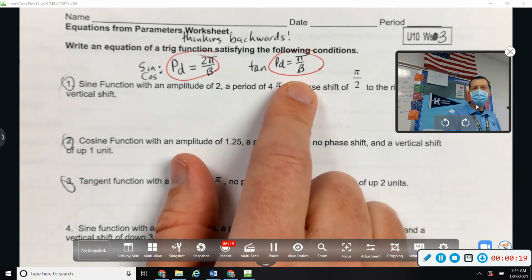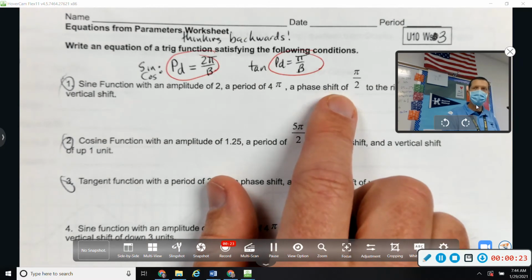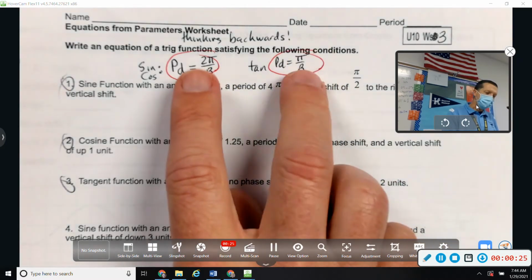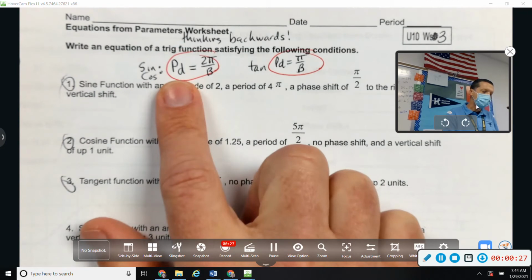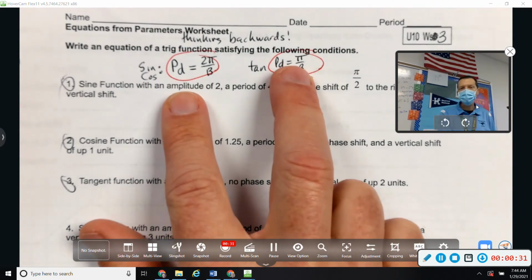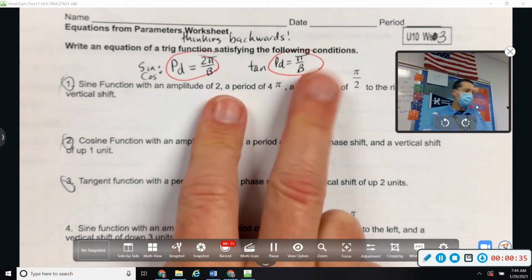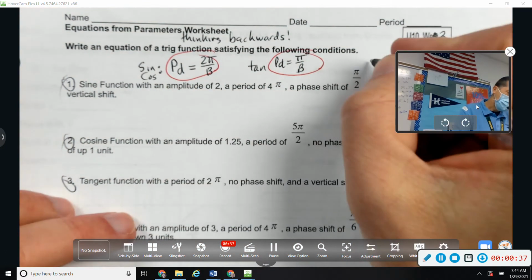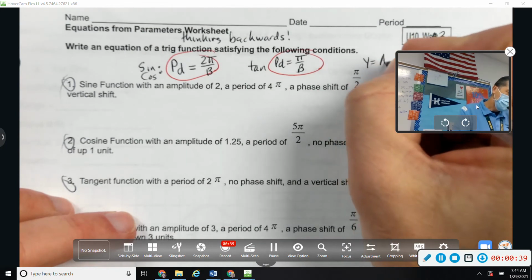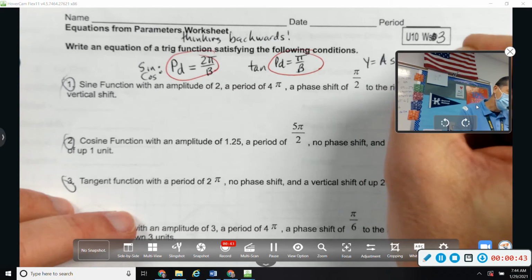We're going to be going backwards today, so I'm going to give you information, and you're going to write the equation. The trickiest part is I'm going to give you the period, and you're going to have to come up with b. But it's still the same equation, so don't memorize the second equation. It's still period is 2 pi over b, or pi over b. And the rest of the equation you already know because you've worked with it enough.